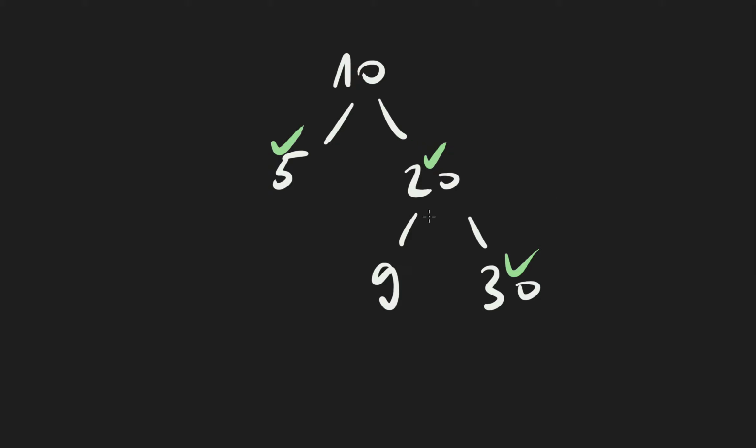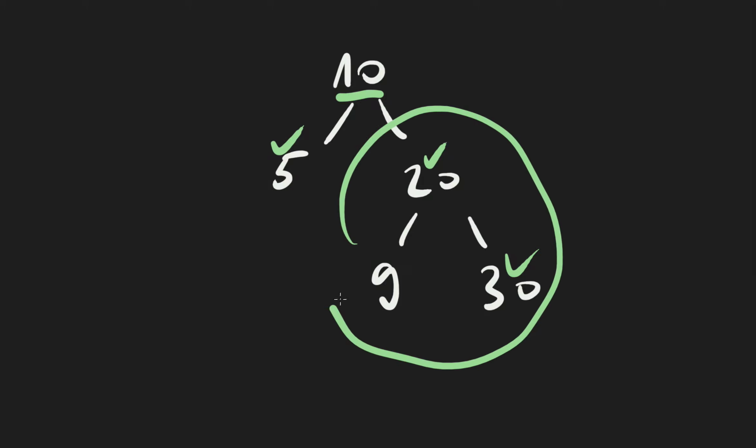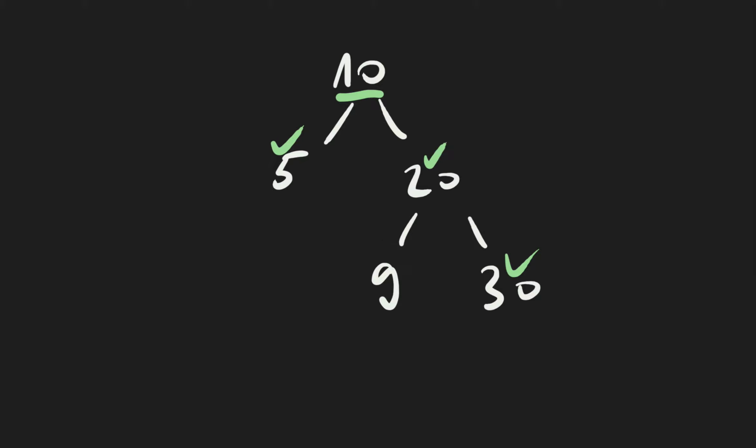But we actually need to do this for all of its children, right? So this is not valid because all of the right children from the current parent, which is 10, need to be bigger. And we see that 9 is not bigger, it's smaller than 10, so this is not a valid binary search tree.